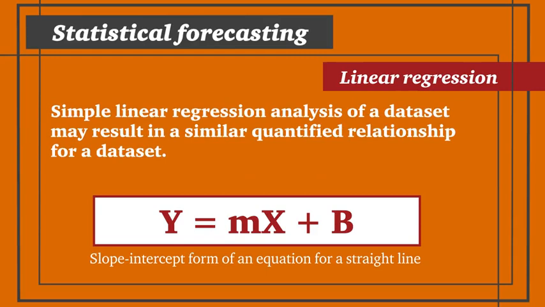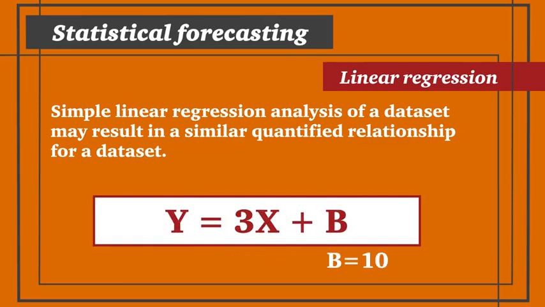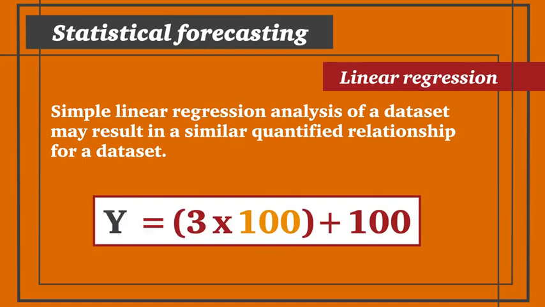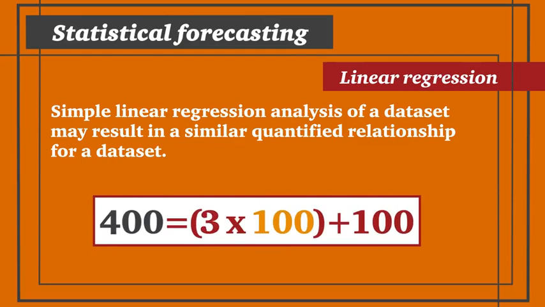Simple linear regression analysis of a dataset may result in a similar quantified relationship for a dataset. For example, our regression analysis may result that m equals 3 and b equals 100. Using this quantified relationship, we can input values of x to predict values of y which we don't have in our dataset. For example, if we input a value of 100 for x, we can use this quantified relationship to produce a value of 400 for y.